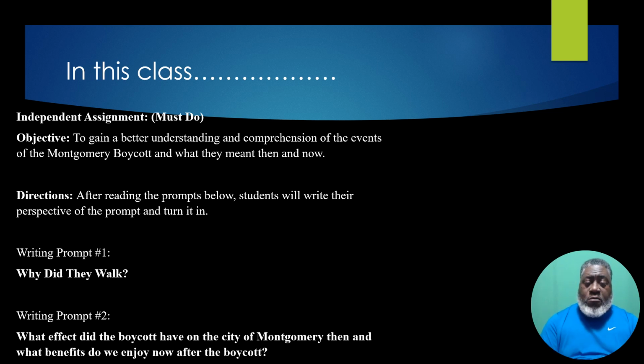Your independent assignment will be that every student gains a better understanding and comprehension of the events of the boycott and what they meant then and what they mean now. Also, after reading the two prompts at the bottom of this video, students are going to write their perspective thoughts on these two prompts. The prompts are: why did they walk? And what effect did the boycott have on the city of Montgomery then? And what benefits do we enjoy now after the boycott?